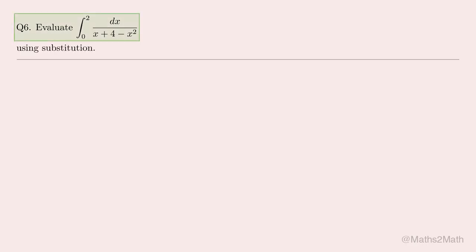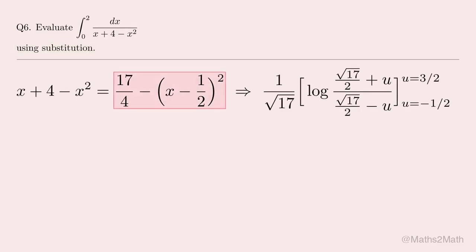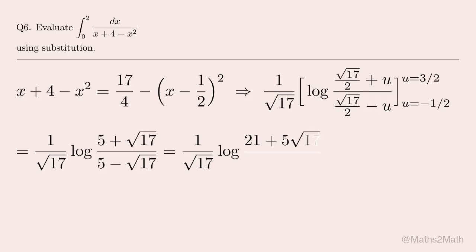Question 6. Complete the square with a negative leading coefficient, 17/4 minus the shifted square. The denominator is 17 over 4 minus x minus 1/2 squared, the symmetric log formula. Evaluating both ends and combining the ratios gives the closed form.